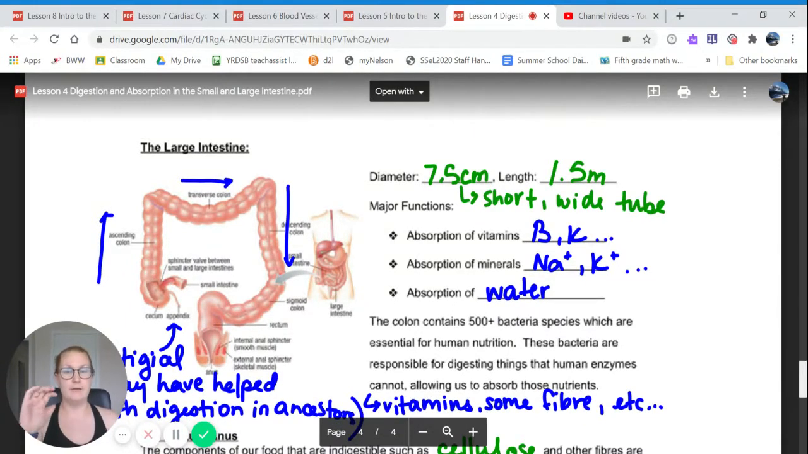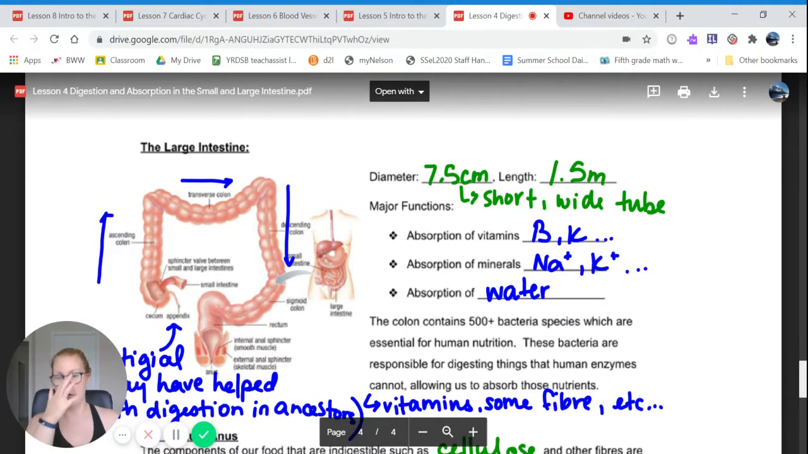The reason we call it large is not because the length is long, but because the diameter is very wide. It's 7.5 centimeters in diameter, and the length is fairly short compared to what we talked about in the small intestine. It's only about 1 to 2 meters in length. So here there are a few really important things that happen. Number one is absorption of vitamins.